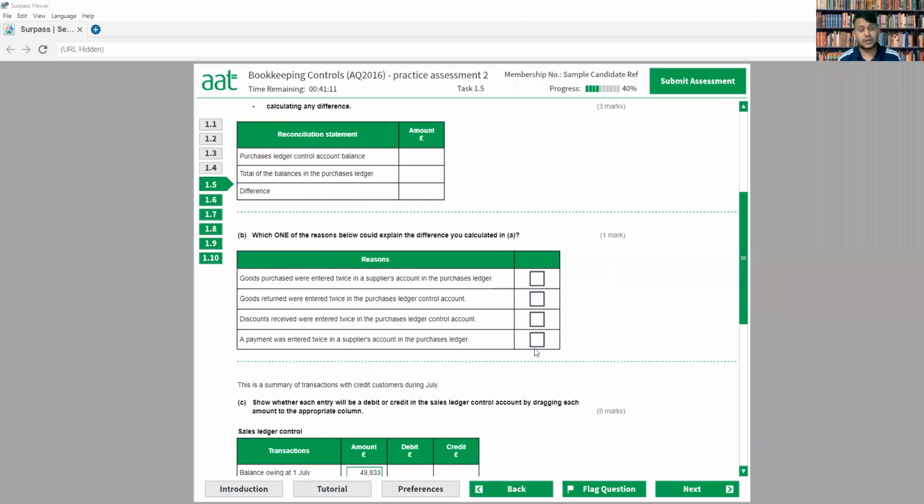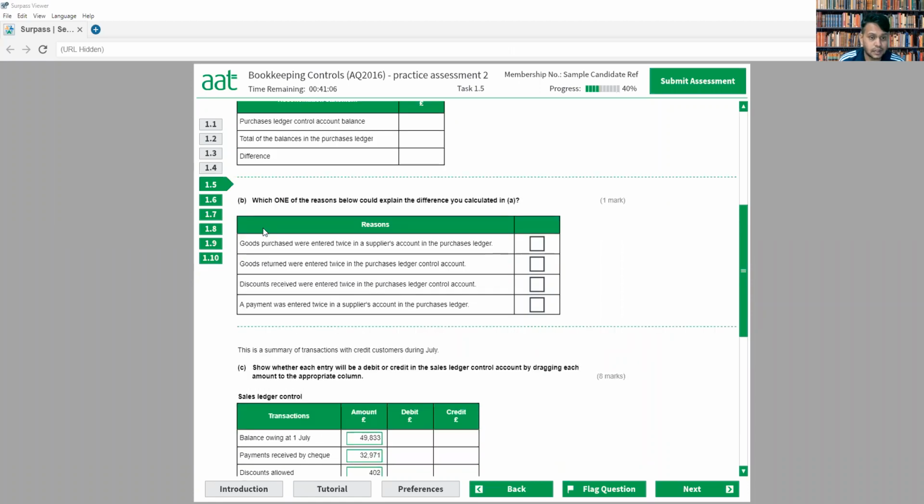I have a video for that, on how to find out the reason. You can watch that, it will help you. Which one of the following reasons will explain the difference you calculated? Goods purchased were entered twice in the supplier account? No. Goods returned were entered twice in the purchase ledger account? No. Discount received was entered twice in the purchase ledger control? No. A payment was entered twice in the supplier account in the purchase ledger. This is the one. I'll tell you why.